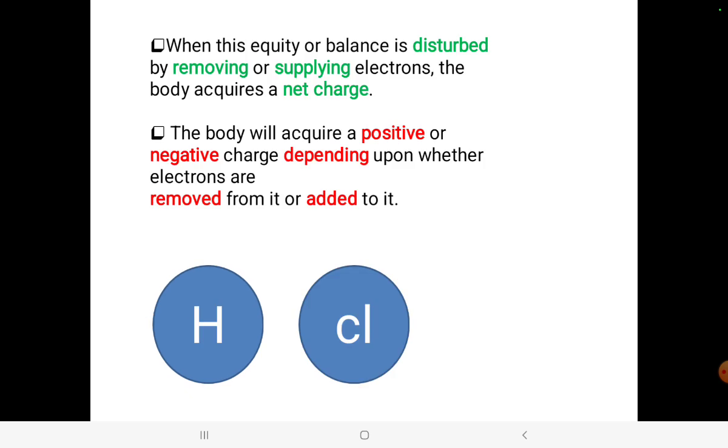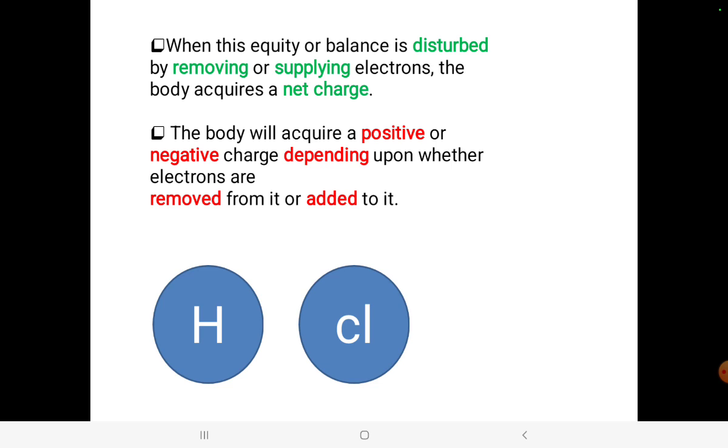Next, when this equality or balance is disturbed, if it is disturbed by removal or supply of some electrons, the body acquires a net charge. So here we have some examples. The body will acquire a positive or negative charge depending upon whether electrons are removed from it or added to it. For example, take two atoms: the first one is hydrogen and the second one is chlorine.